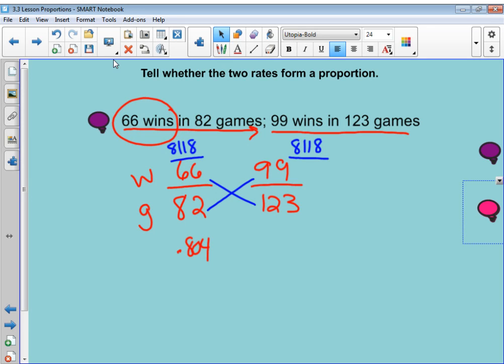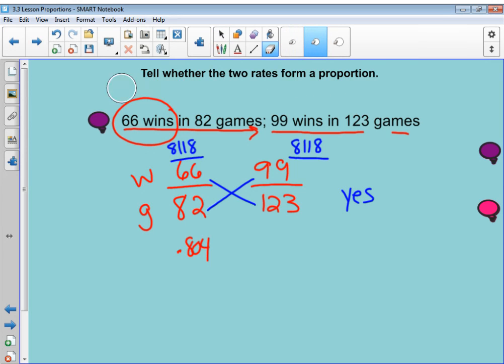So in this question, were the rates proportional? This would be a yes, they were proportional. Okay, so let's try another one.